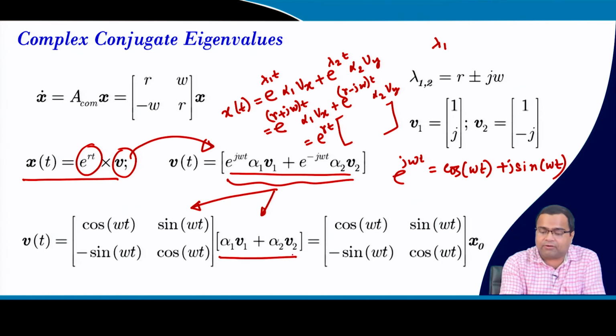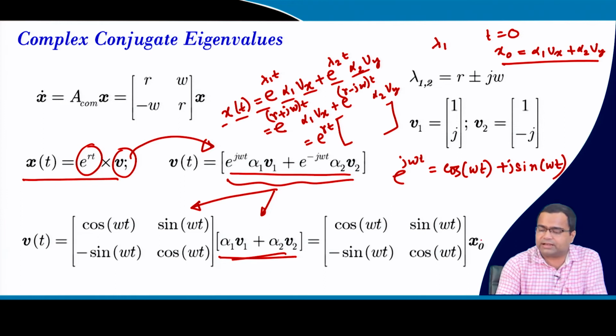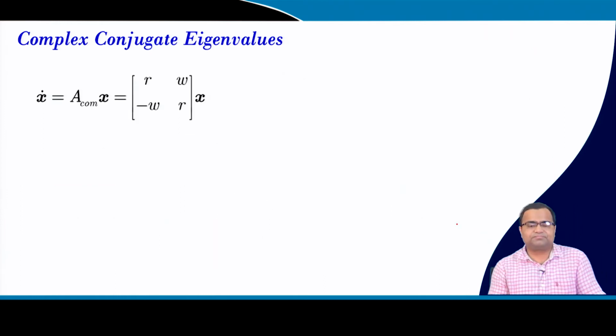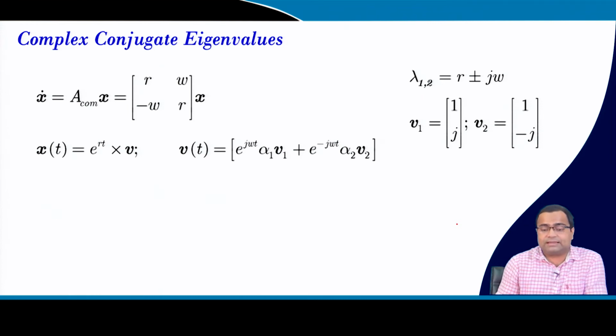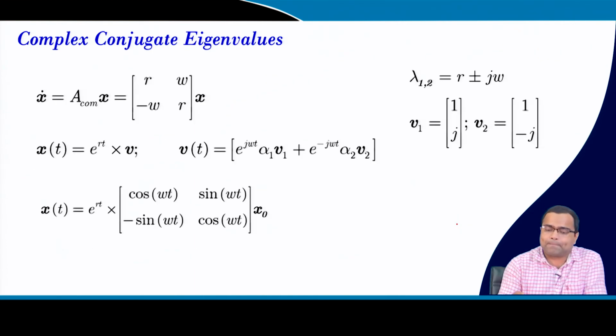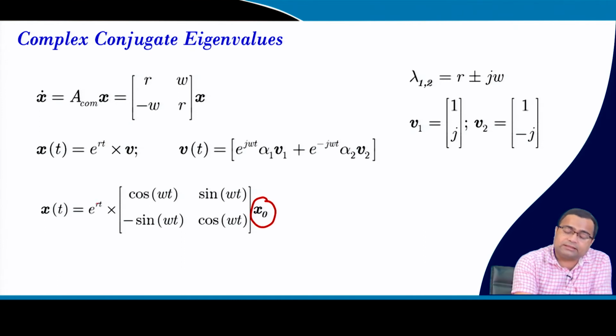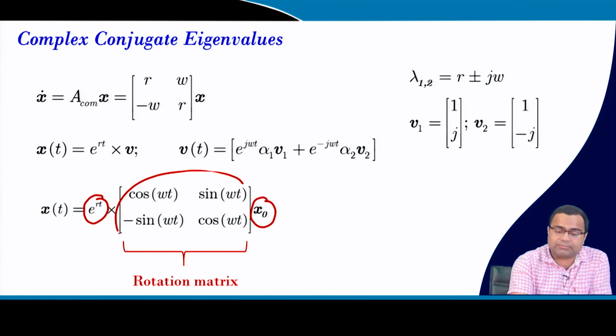And this alpha 1 Vx: if we take t equal to 0 in the original equation, x of 0 will be nothing but alpha 1 Vx plus alpha 2 Vy. So the original equation remains, and it is x0. That means we got this form. This represents our initial condition, and this is our real part e to the power r t. So, this is a rotation matrix.